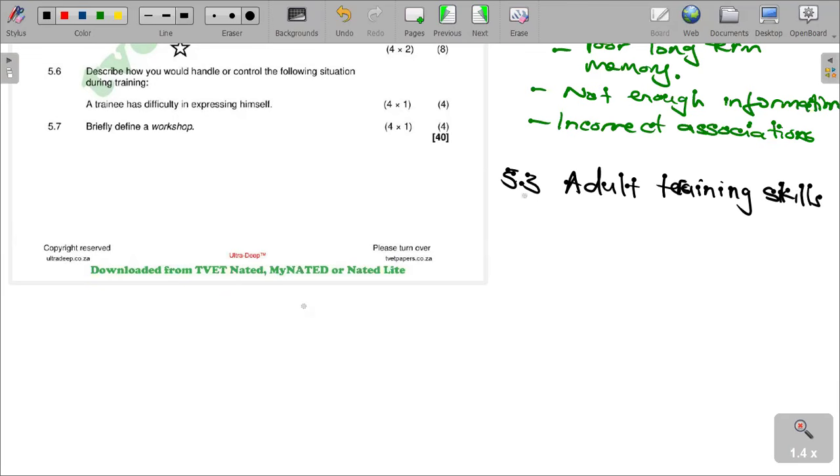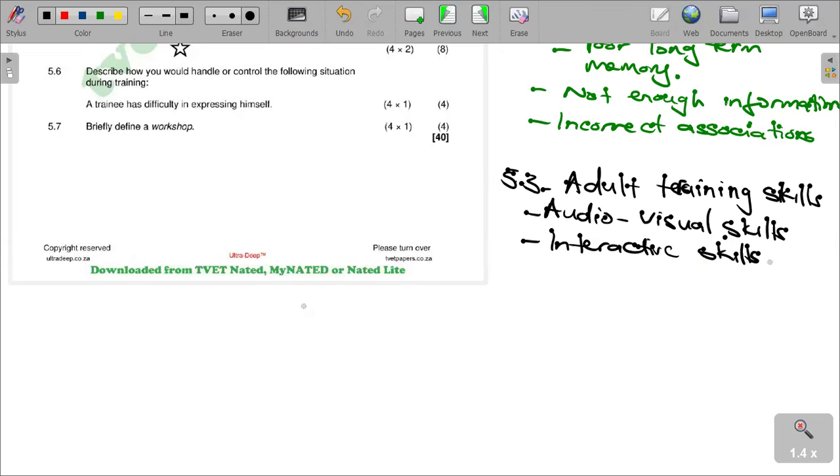A trainer has to have audio-visual skills, which is the ability to use audio and visuals during the training process. They are also supposed to have interactive skills, whereby you should have the skills to interact with the learners or the participants. And subject matter skills, the ability to know the subject.